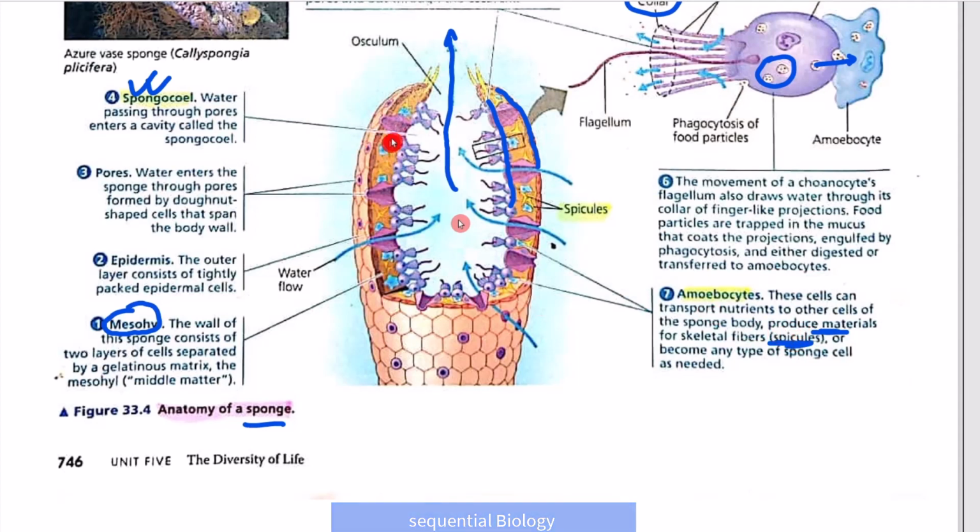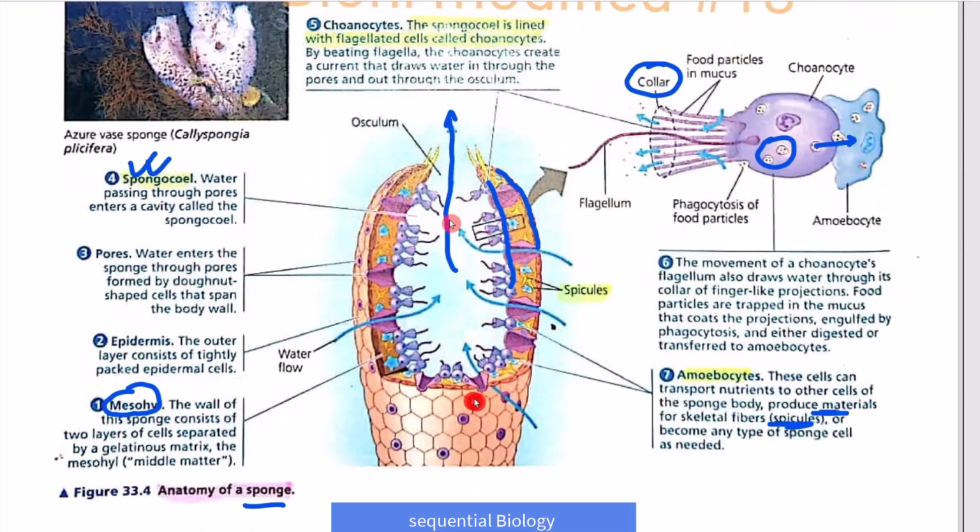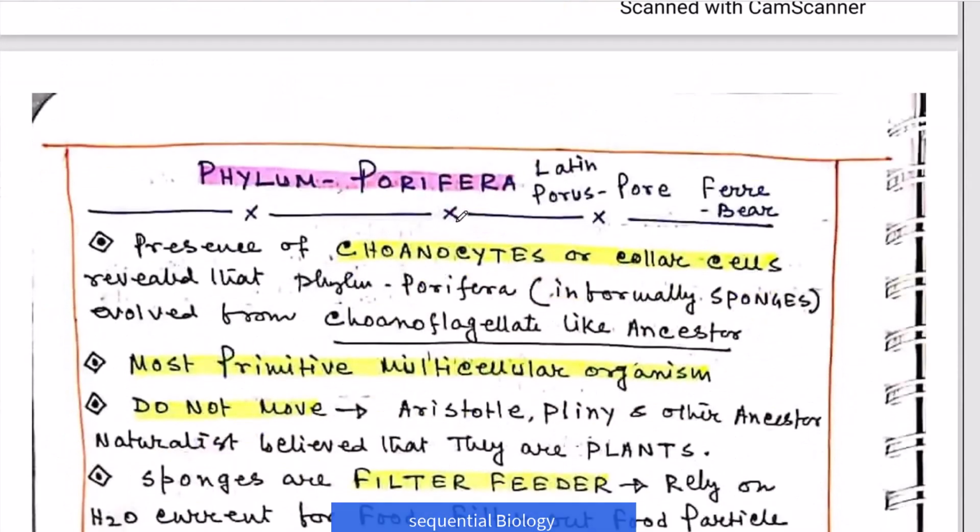So you can see there is no tissue grade of organization. Different types of cells perform different types of functions. We can say that sponges are the most primitive animals, and they cannot move from one place to another. They are sedentary. Since choanocyte cells show a resemblance to choanoflagellates, it is believed that sponges developed from a choanoflagellate-like ancestor. This is the basic idea of this phylum.